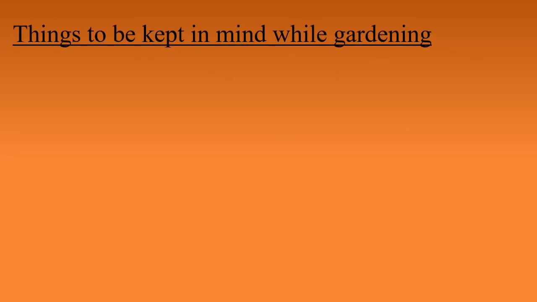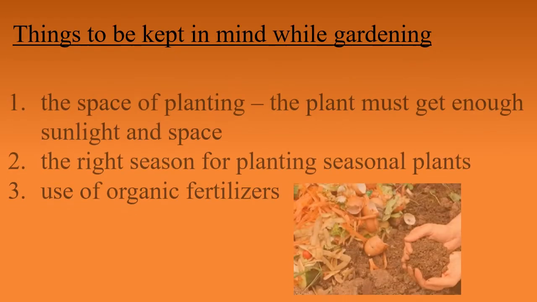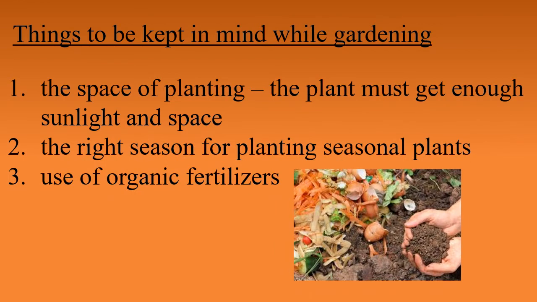Things to be kept in mind while gardening. The space of planting. The plant must get enough sunlight and space. Before we plant a plant, we must think whether it's getting enough sunlight and whether the space is enough for the plant to grow. For an example, you know a mango plant will one day grow up to a big tree. So for it to grow big, it should have enough space.